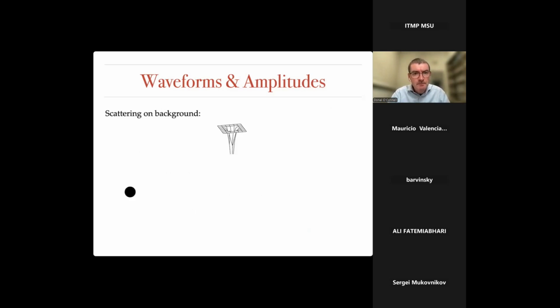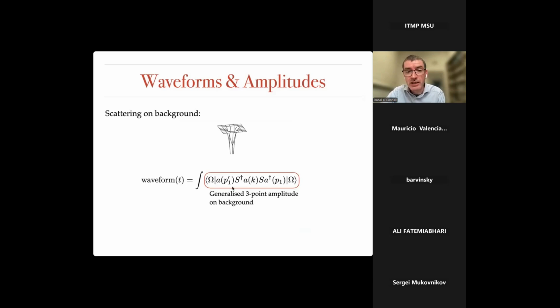Okay. Now, just to take a little bit of a step towards the situation for Hawking radiation, I could just as easily talk about scattering on a background. I'm going to use the background for the Hawking radiation. So if I scatter a light black hole off a heavy black hole, a little like this, then the waveform will be given by a related but different object. It'll be a 3-point amplitude on the background.